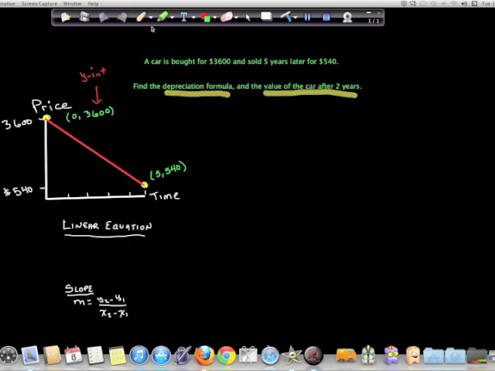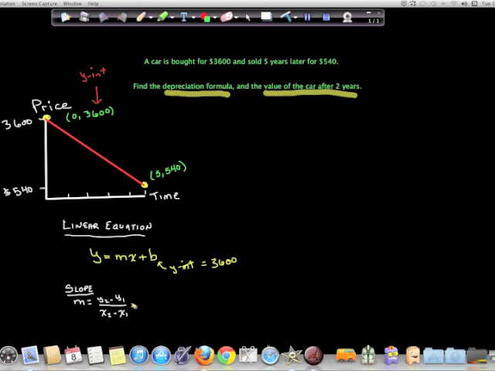Now every line can be modeled using a linear equation. A linear equation is in the form of y equals mx plus b. Now that b, well, that's just our y-intercept, which we already know. The y-intercept is 3,600. We can see that from our picture. The one thing we don't know is the slope. So the slope we actually have to compute.